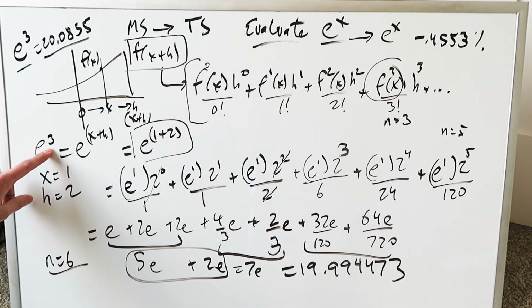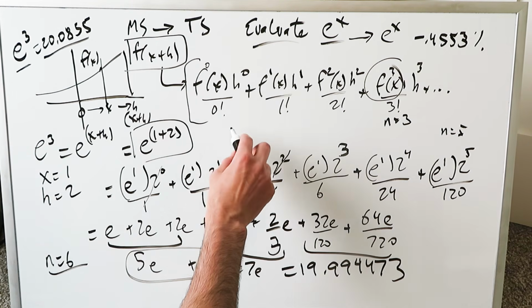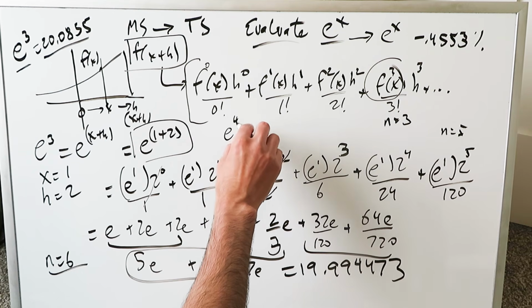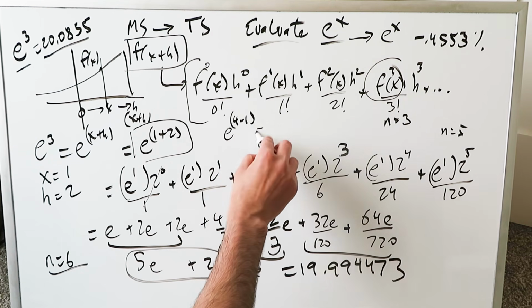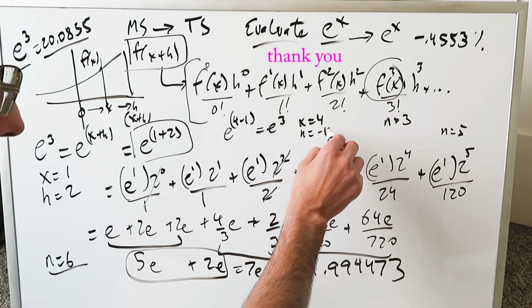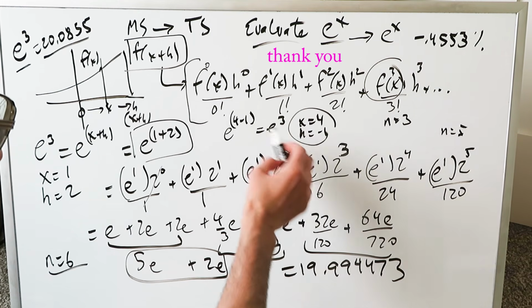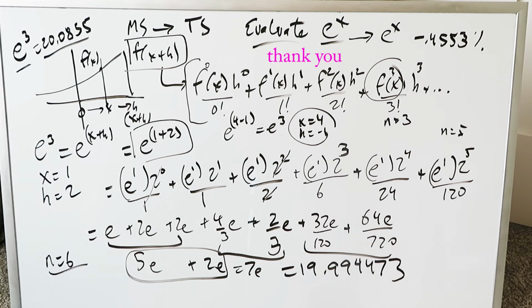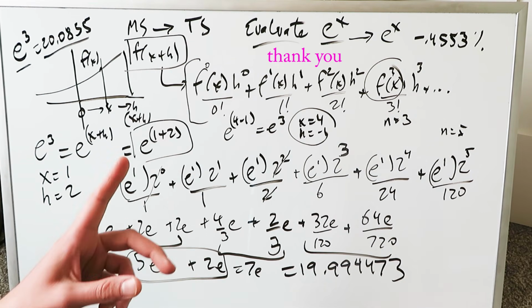If you wanted to look at e cubed, you could have done that in this other way. You could have done e to the power of 4 minus 1. It's still equal to e cube. Here your x would be equal to 4, your h would be equal to minus 1, and then you'd run this 4 and minus 1 into this template, and you should get a good outcome with that as well. But that's it for this video.